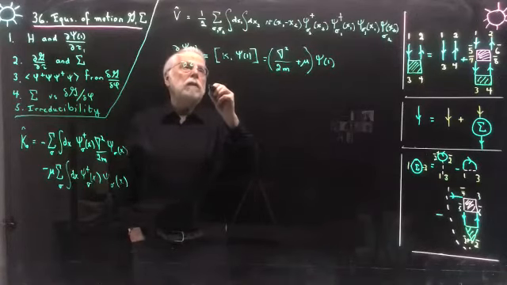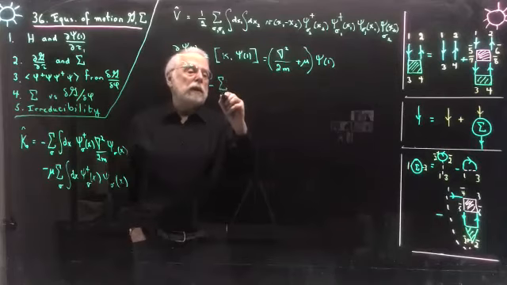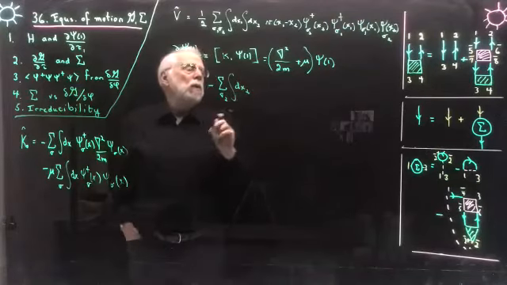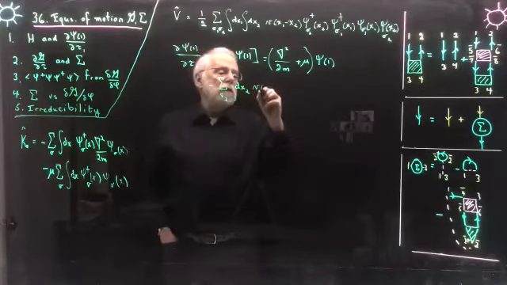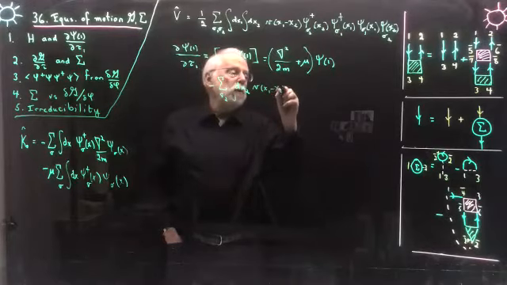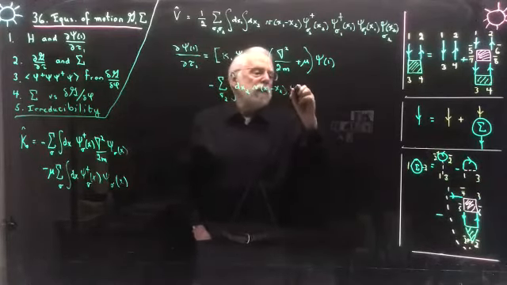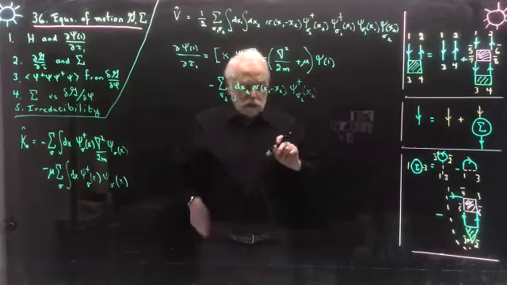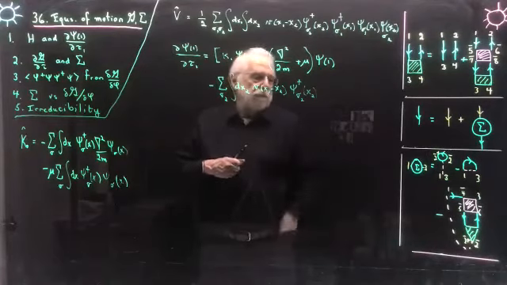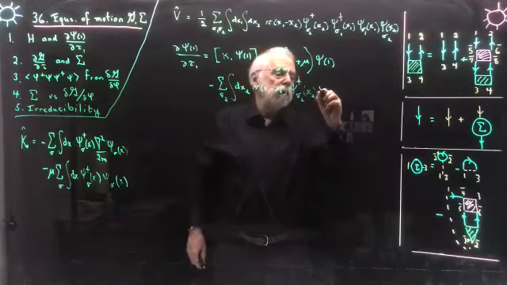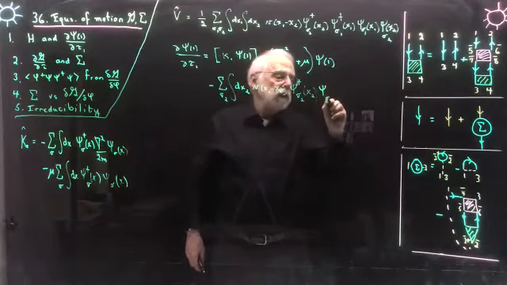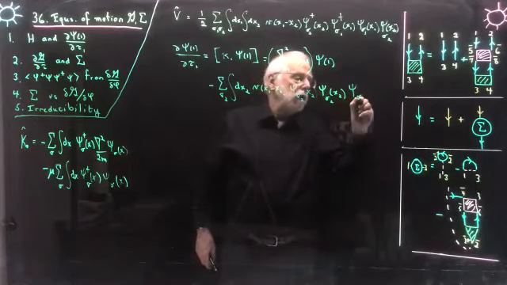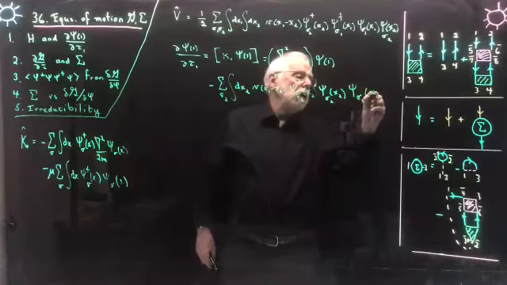So the answer is that it is equal to minus sum over sigma 2 of the integral dx2 of v of x1 minus x2 times psi dagger sigma 2 x2, times psi sigma 2 x2, times psi sigma 1 x1.